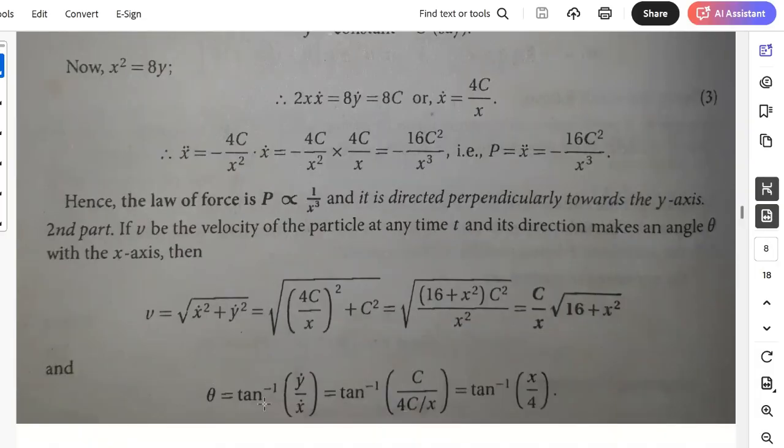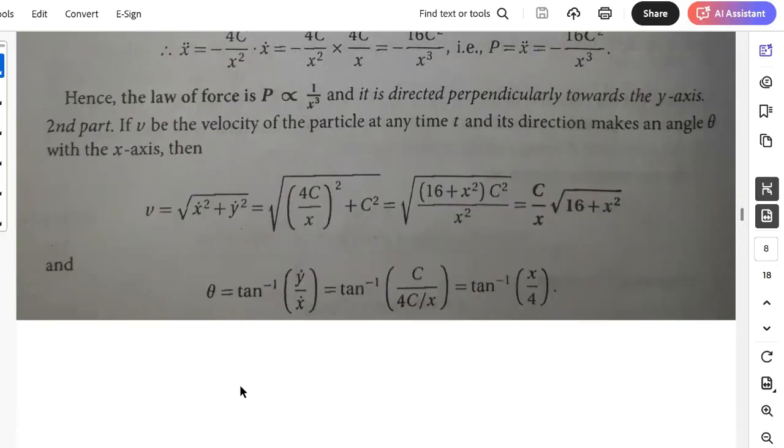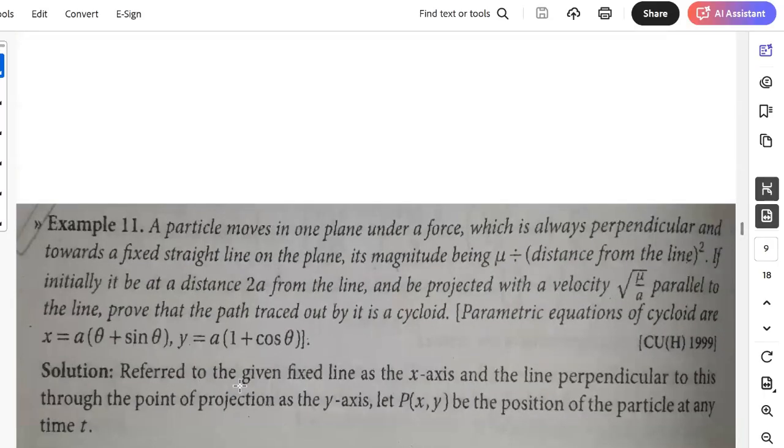Direction is given by tan theta equals y dot, that is the y component, by the x component. So this again, you know y dot, x dot, you just plug in the expressions here, and you get the direction also. So this magnitude along with the direction completely specifies the velocity of the particle at any point you choose on the trajectory. So this completes this sum. Now let us move on to the next one.